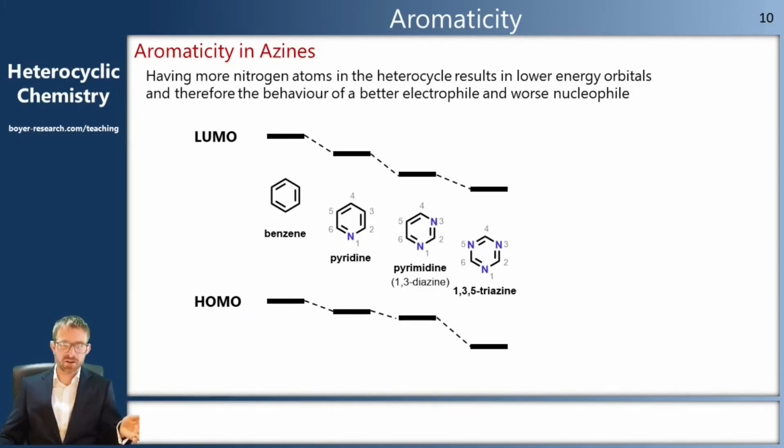We can continue this trend. If we add more and more electronegative atoms into the ring, we can see that the LUMOs and the HOMOs are both lowered with each additional nitrogen atom.